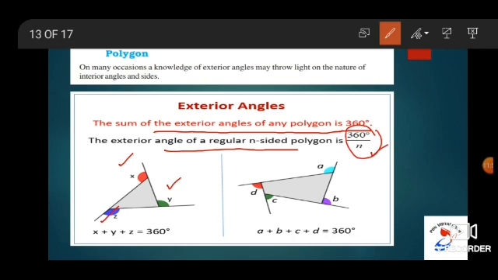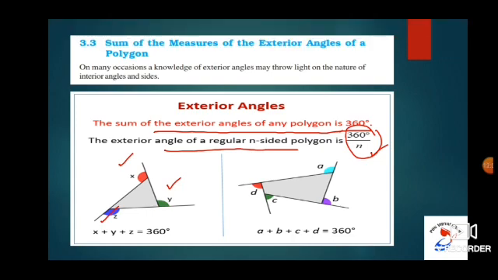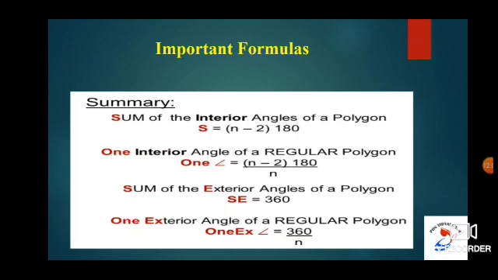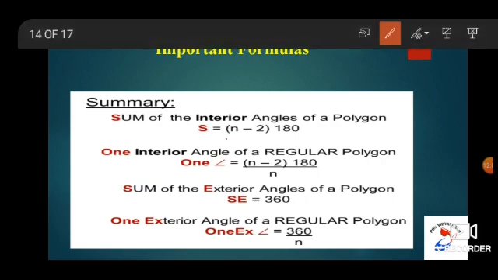So I have given the formula for interior angle. I have also mentioned the formula for exterior angle. Now these are some of the important formulas. Sum of interior angles of a polygon is equal to n minus 2 into 180. One interior angle of a regular polygon is equal to n minus 2 into 180 by n. Sum of exterior angles of a polygon is equal to 360 degrees. One exterior angle of the polygon can be calculated by the formula 360 by n. So the formula for exterior angle is 360 by n, and for interior angle is n minus 2 into 180.